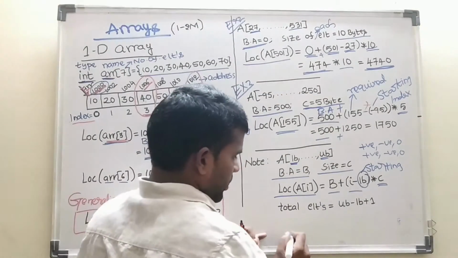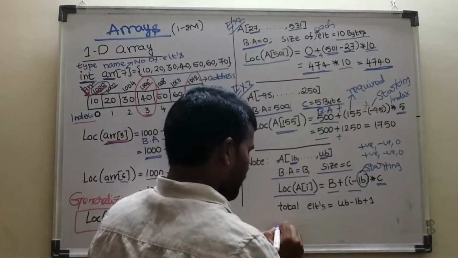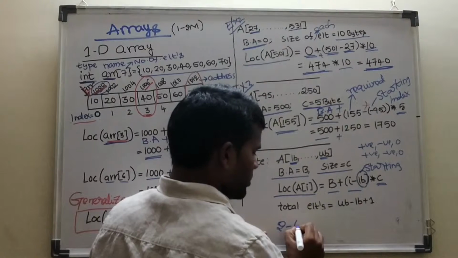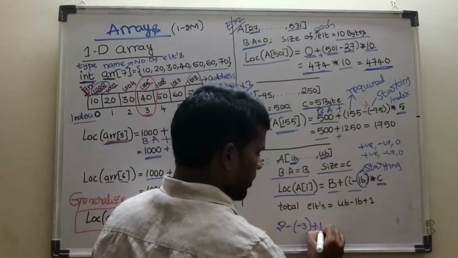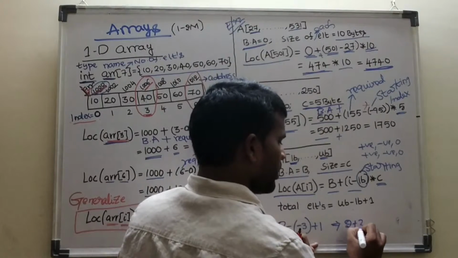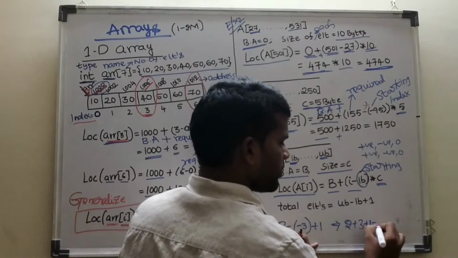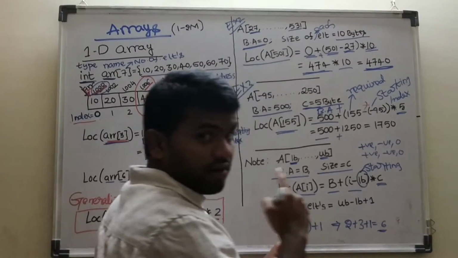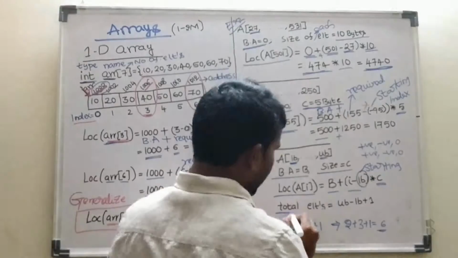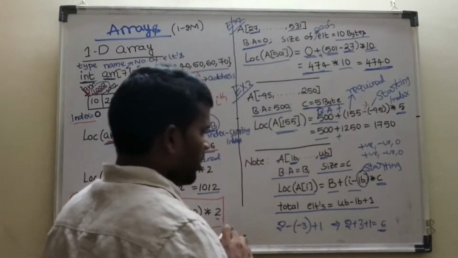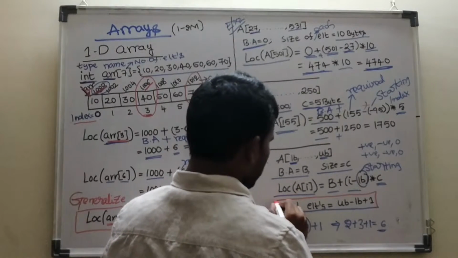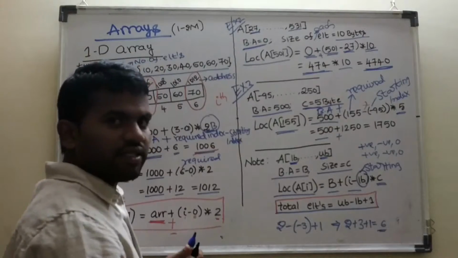See, in the previous example, upper bound is 2, minus what is the lower bound? 3, plus 1. It implies 2 plus 3 plus 1 equal to 6. Yeah, we got it previously, how many elements are there? 6 elements. So here you can say the generalized formula for finding the number of elements, if they give the lower bound and upper bound, then you have to use upper bound minus lower bound plus 1.